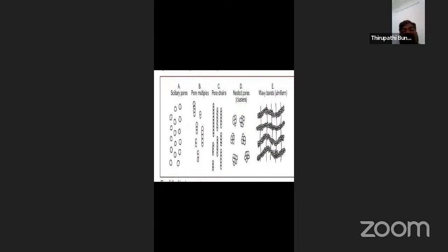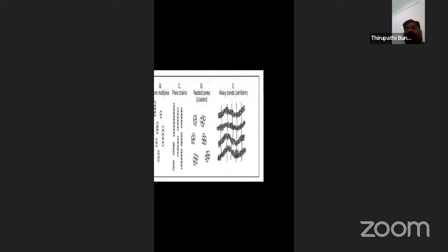Solitary pores are individual pores. Next, pore multiples. This is pore multiple B. See, pore chains. The pores look like chains. D, nested pores. Next E, wavy bands. These are the pore structures on wood.